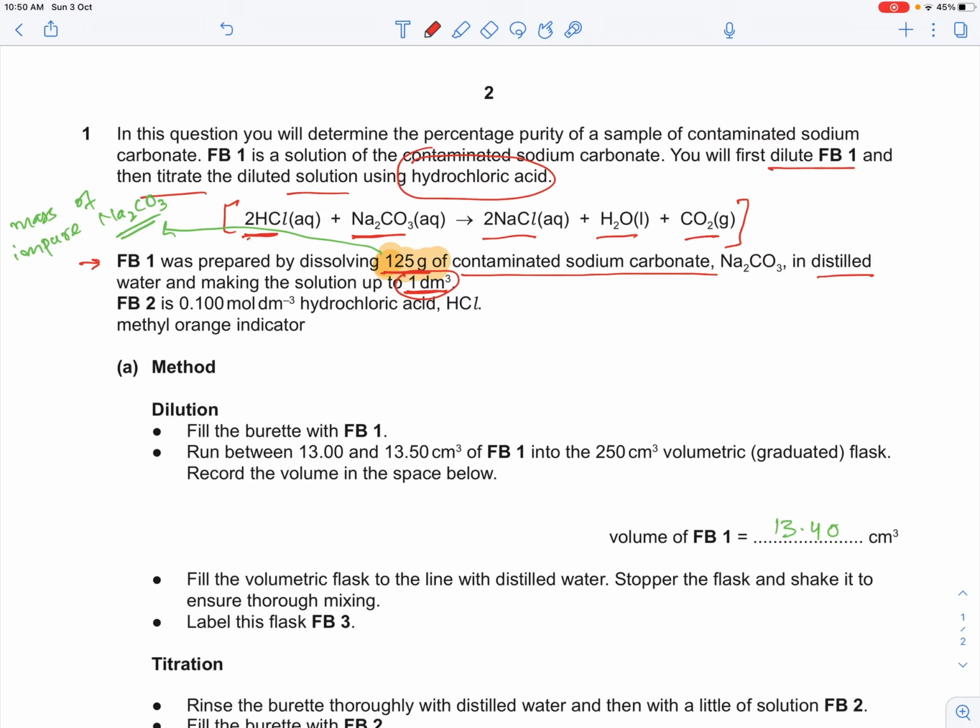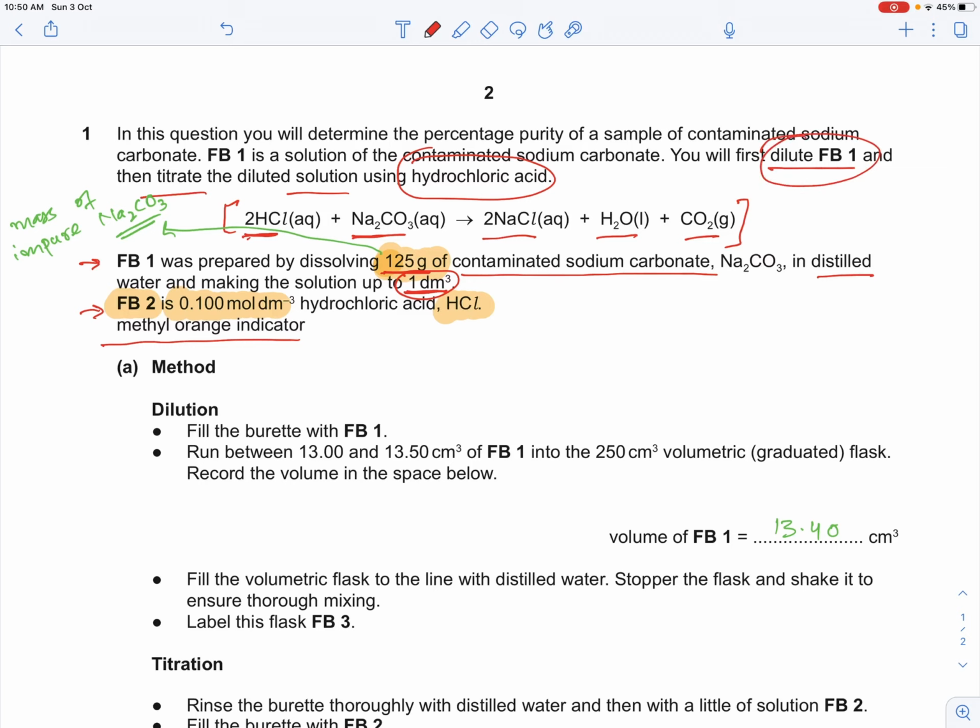Fb2 is the other chemical. Fb2 is 0.1 mole per dm cube hydrochloric acid. So Fb2 is hydrochloric acid, and they have given us its concentration, which is 0.1 mole per dm cube. The indicator we are using in this question is methyl orange indicator. And you all know that methyl orange gives a red color in acid and a yellow color in base.